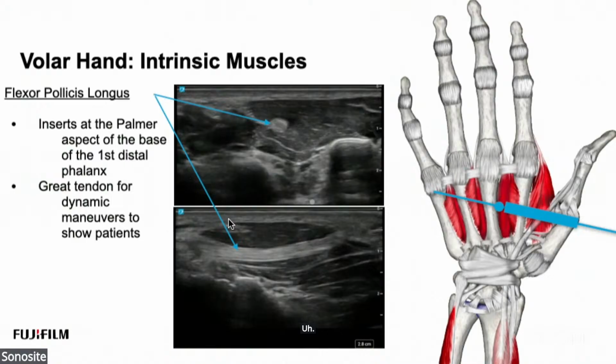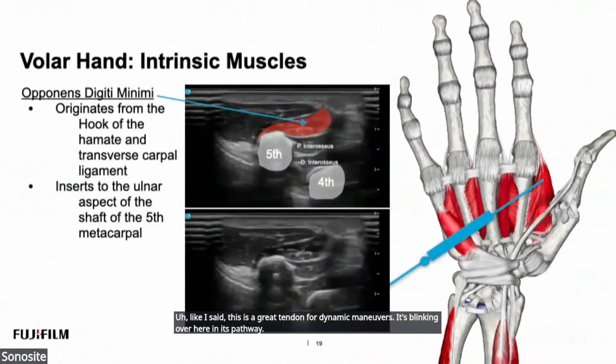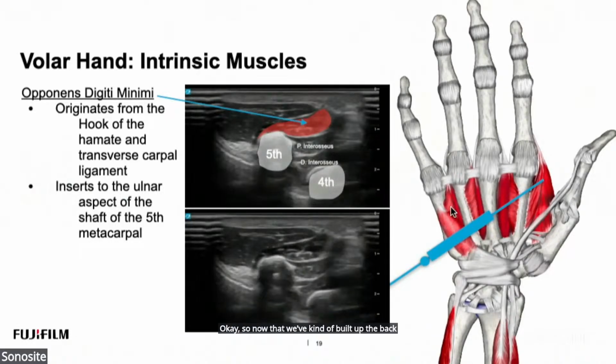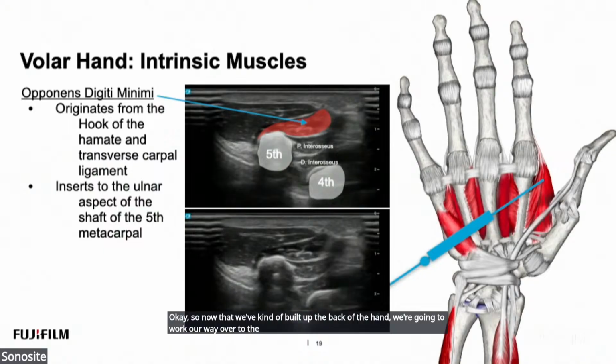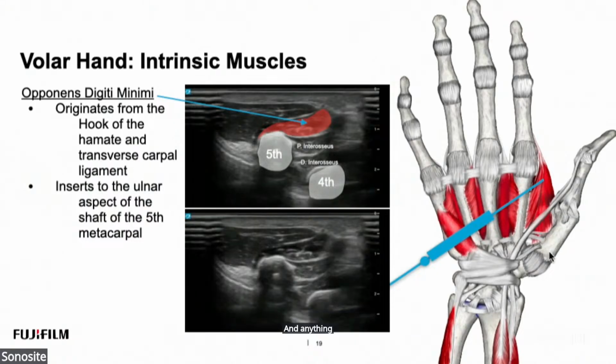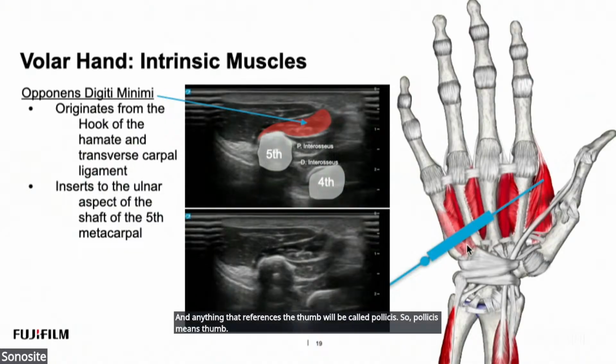Like I said, this is a great tendon for dynamic maneuvers. It's blinking over here in its pathway. Okay, so now that we've kind of built up the back of the hand, we're going to work our way over to the pinky side, or the fifth digit side. This is the small digit, and digiti minimi, as we covered in the dorsal hand, means small digit. So this is this small finger, and anything that references the thumb will be called pollicis. So pollicis means thumb, or of the thumb.